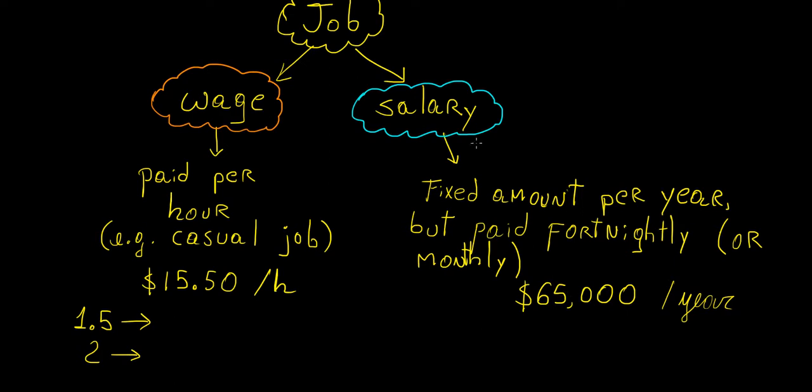And then for a salary, what a salary means is it's a fixed amount of money that you earn for the whole year. So basically, if you're earning something like $65,000 per year, that means pretty much that's how much the company is going to pay you for the whole year.